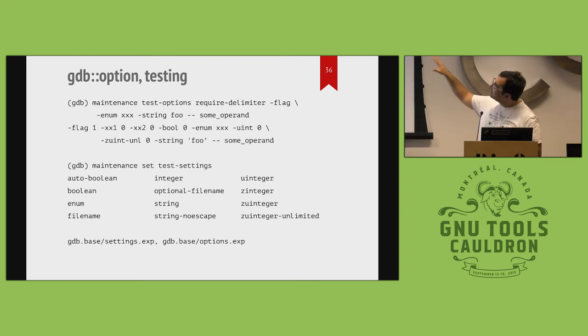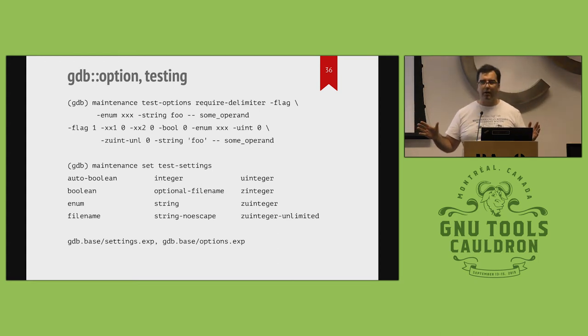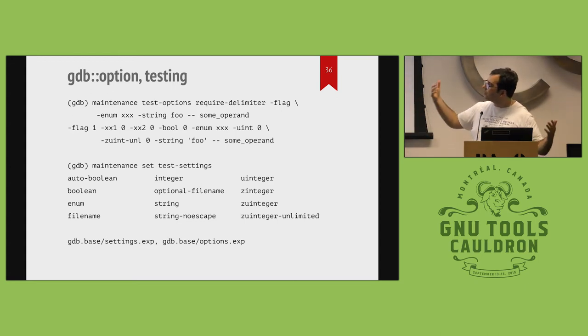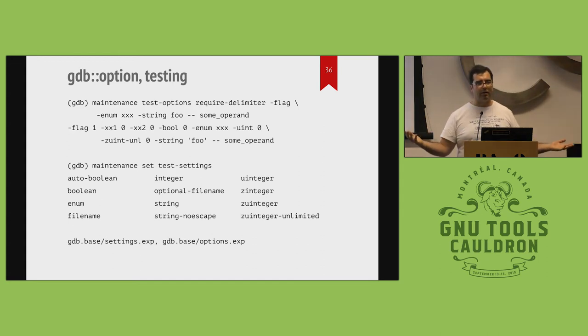Along the way, I added some commands for exercising all of this in a test suite. And one neat thing is the one beneath: I've added one command for each kind of setting that GDB supports. So we have commands that are booleans, auto booleans, integers, uintegers, all of these different kinds of options.